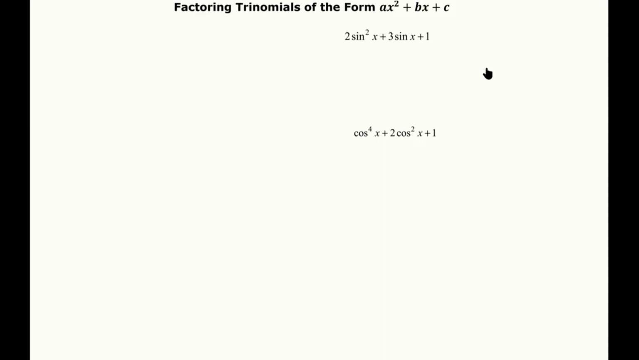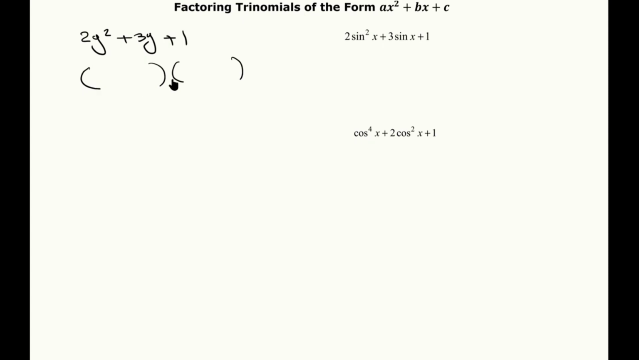So just to look at a purely algebraic example, consider 2y squared plus 3y plus 1. As you know, we usually just factor these by trial and error, even though there's the grouping method as well, but we always go to this method first. It's much quicker. If it works, we just go with that method.